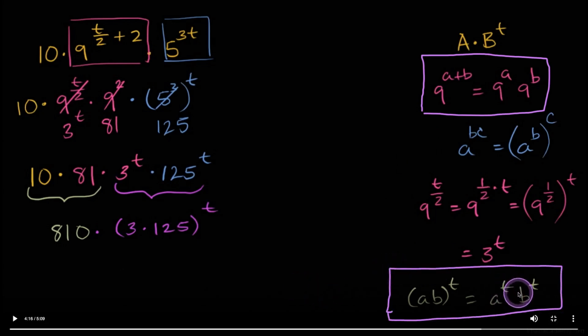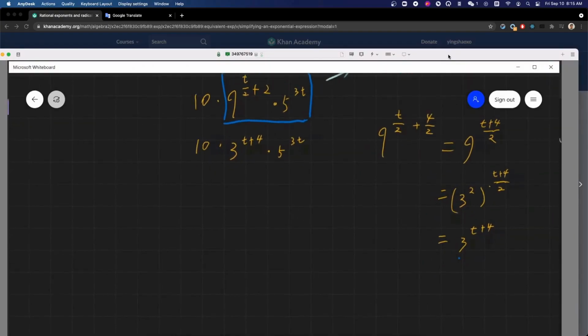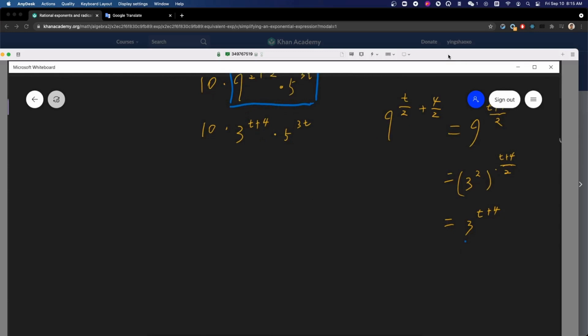A to the t power times b to the t power is equal to (a times b) to the t power. That's sick. I didn't know that. So based on that, let me rewrite my final answer, because it's not a final answer. It's not the simplest expression that we could get from the original expression.